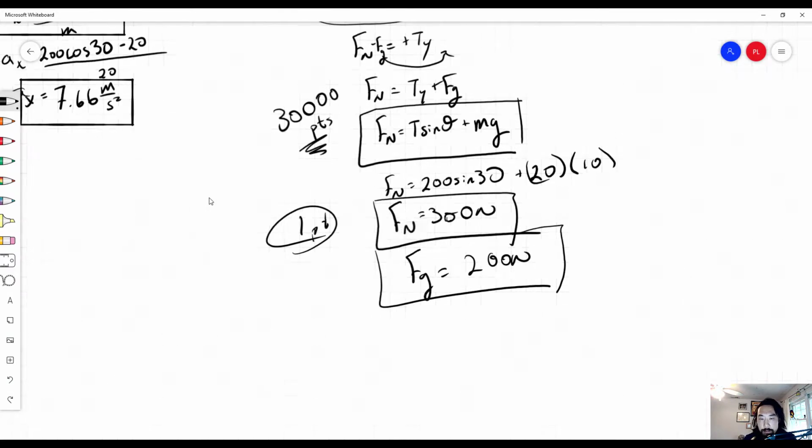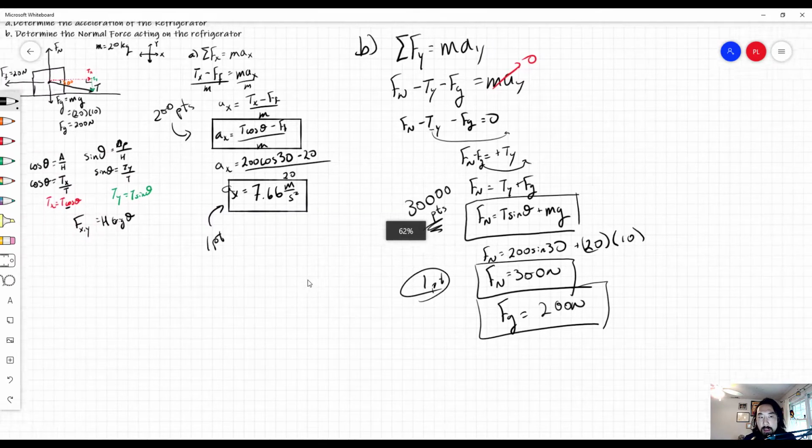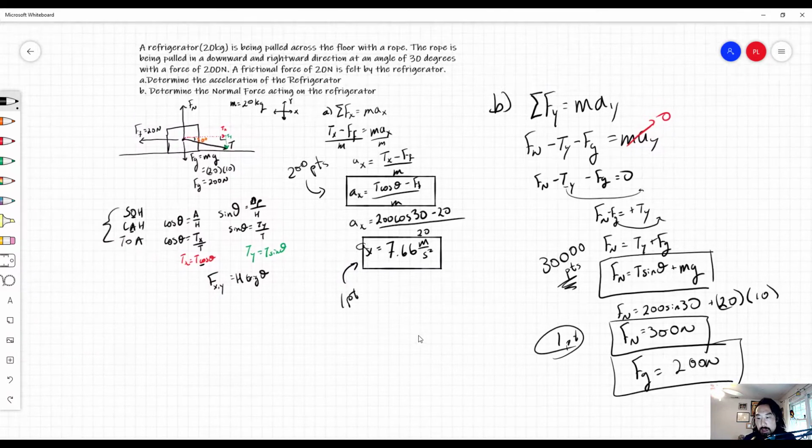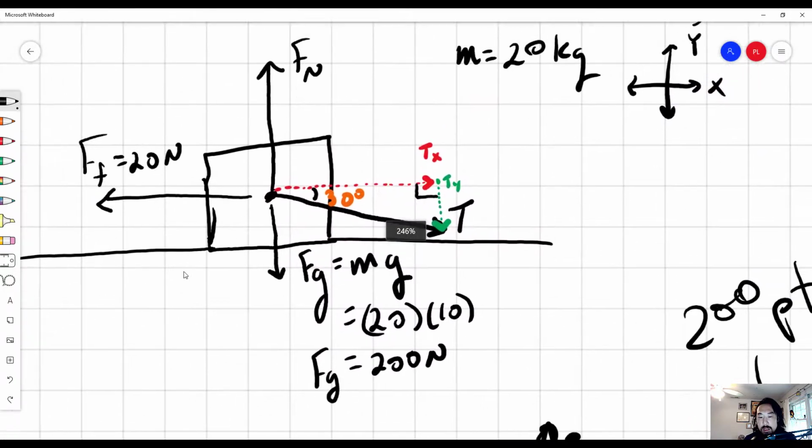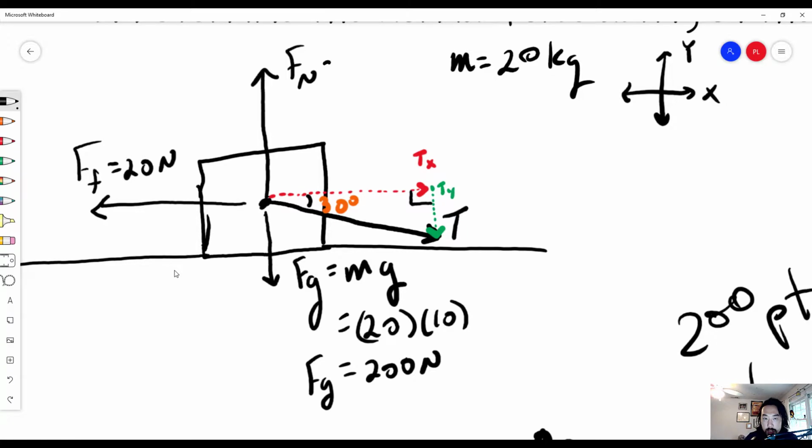Now this is unique, because normally if an object was just sitting on a surface, the normal force would equal the force of gravity. But in this case, the normal force was so much greater than the force of gravity. That's because this weight is pulling this object into the surface, and because this object is being shoved into the surface, it has to push up with more force than it would normally if it was just a weight.